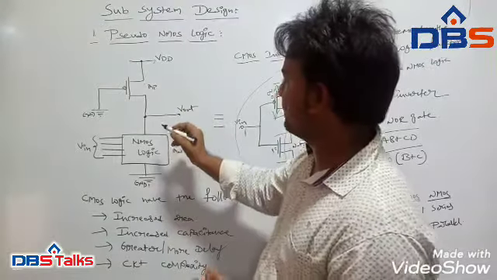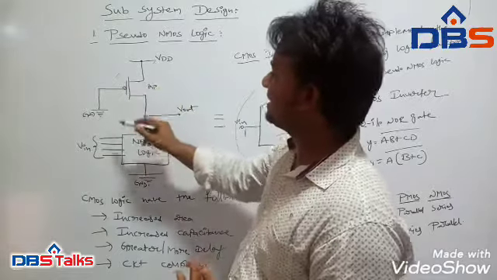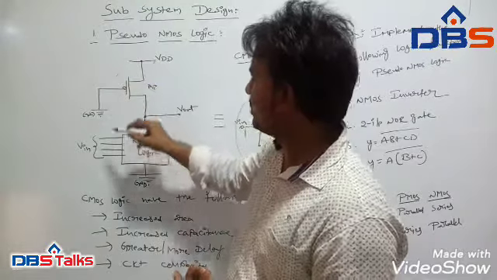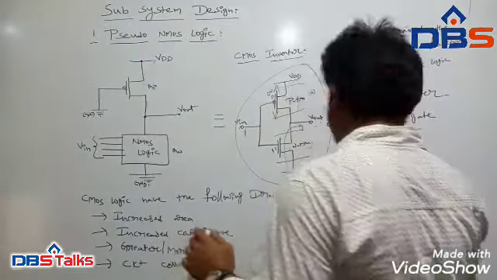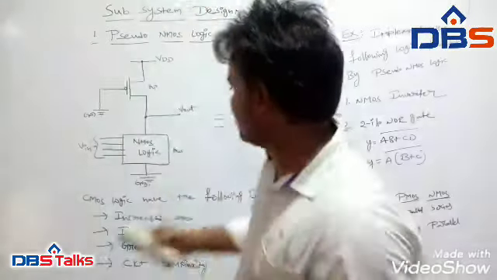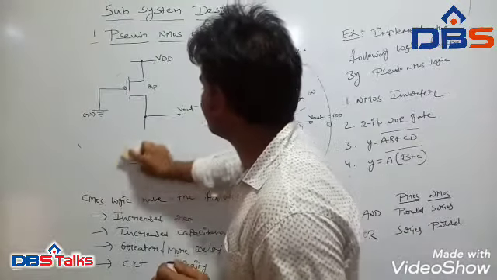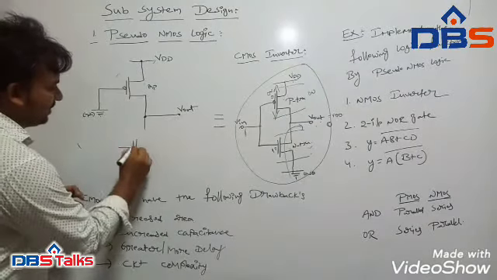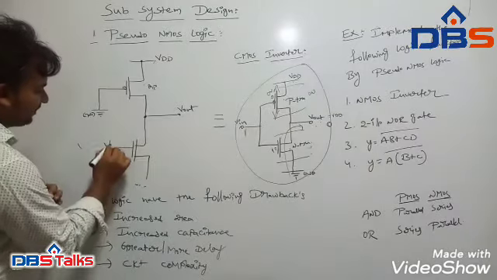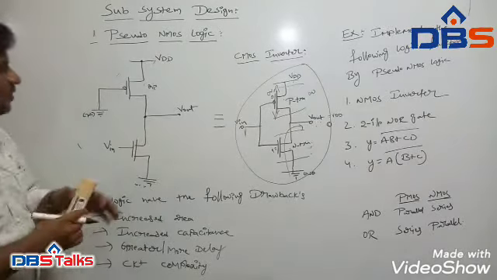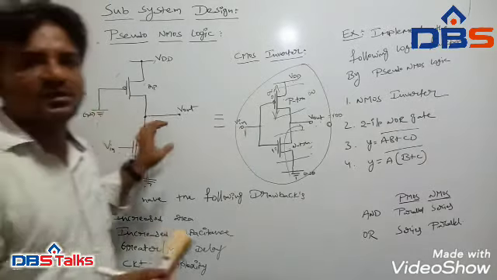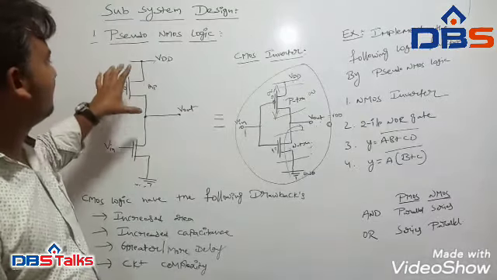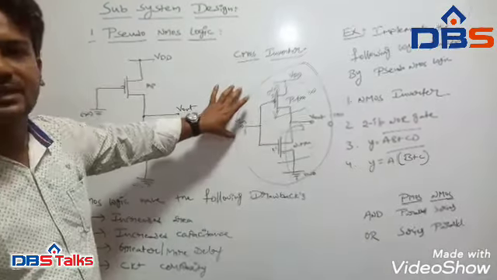For example, consider if you want to construct an inverter by using pseudo NMOS logic. Simply here I have to add one N-type transistor to work like an inverter, with Vin as its input. This is the only modification we have to perform for the pseudo NMOS inverter compared with the CMOS inverter.